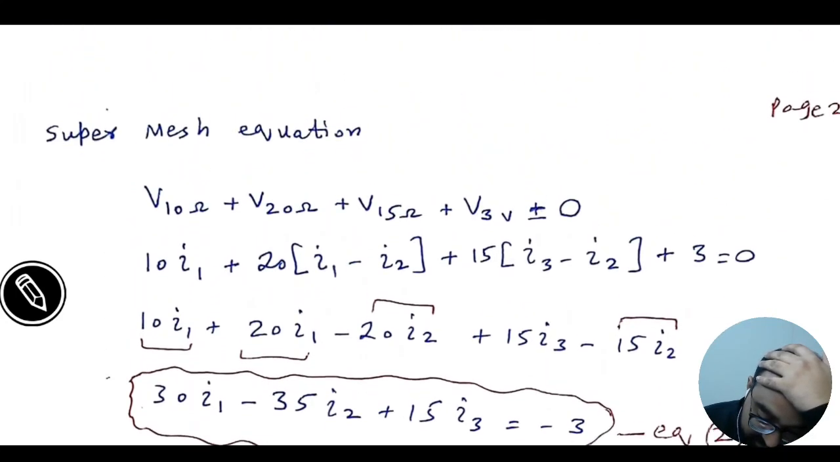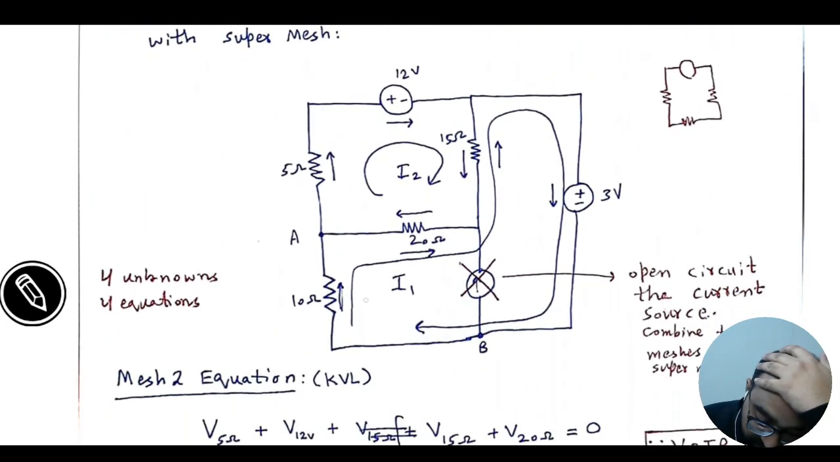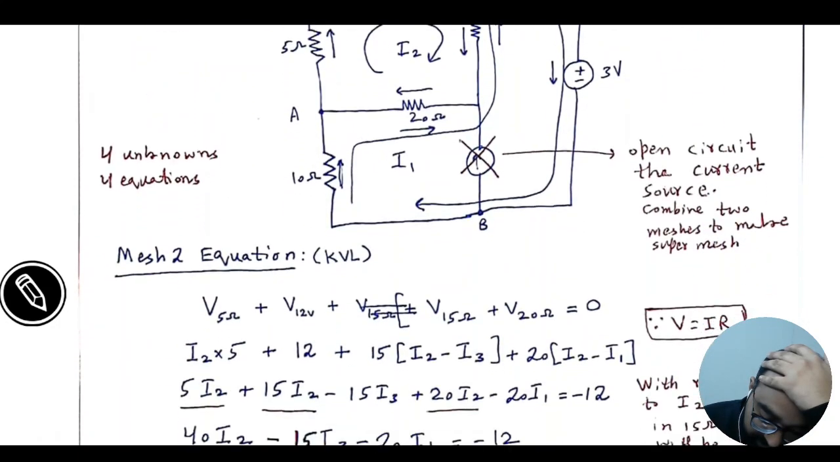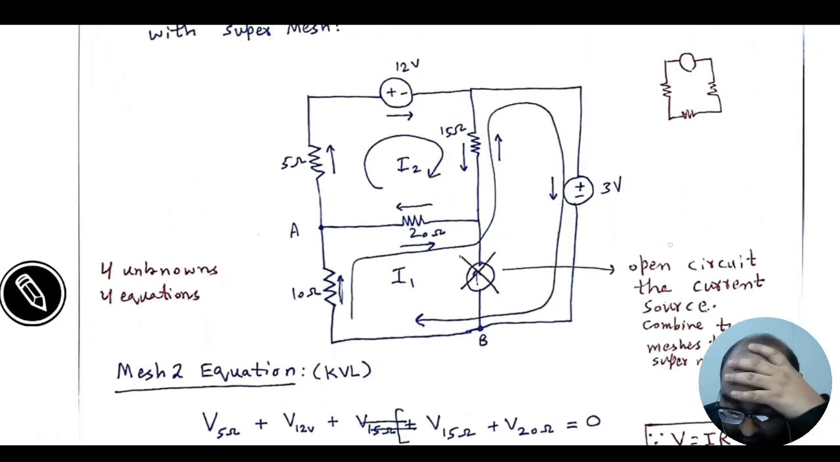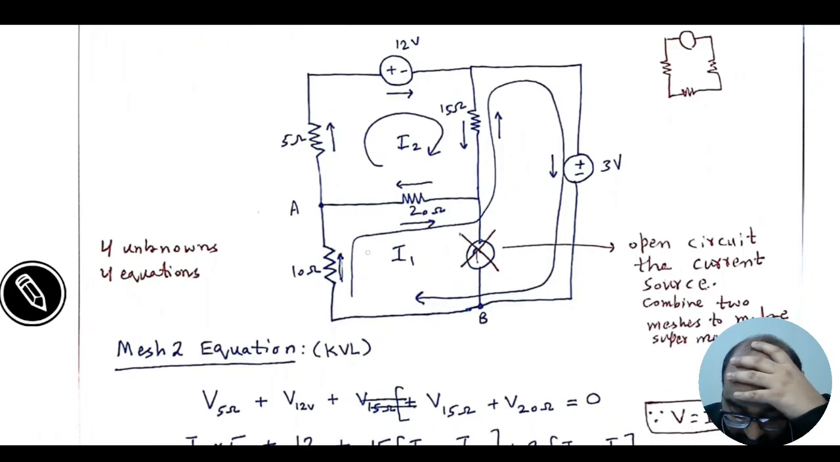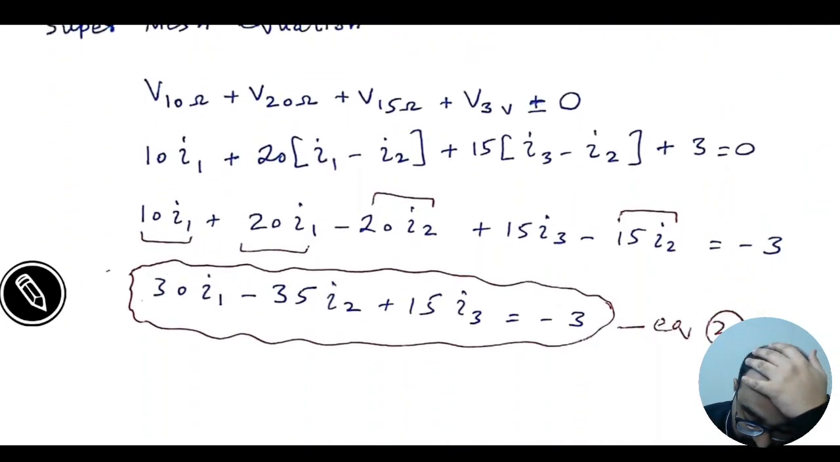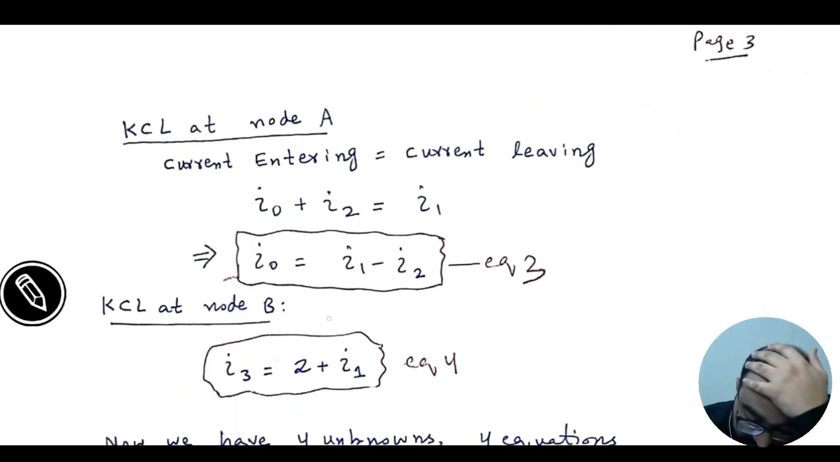We have two equations now. At the start, I explained that there are four unknowns, I1, I2, I3 and I naught. This is I naught. So we will be getting four different equations. But the problem is we have four unknown variables with two equations, one for I2 and the second one for the super mesh. So what we are going to do is apply KCL at node A and node B.